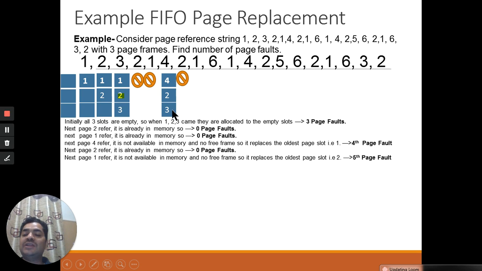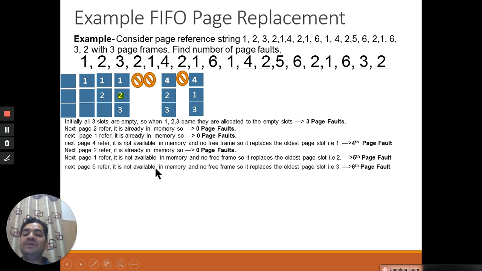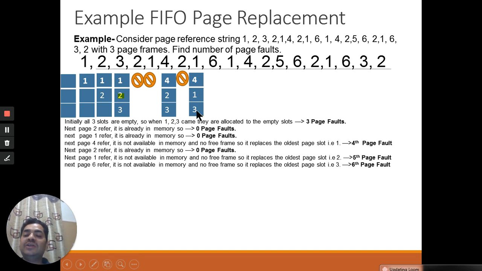So 1 is not there because 4 to 3 is there. Now 1 will be replaced with the 2 because 2 is the older one. So this is the fifth page fault. Now next page referred is 6. It's not in the memory. So in 4, 1, 3 there is no 6. So 6 is replaced with the 3, which is the older one.